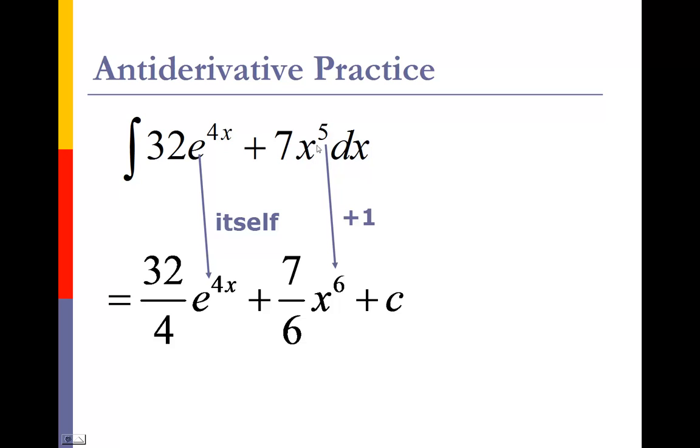For the polynomial part right here, this nice expression, power 5 becomes a 6, adding 1 to the power and dividing by 6. And just kind of clean that up. We get a nice little 8 where it was 32 over 4. That's 7 over 6. I can't do anything with that, so it's stuck with that. And then plus our constant of integration.